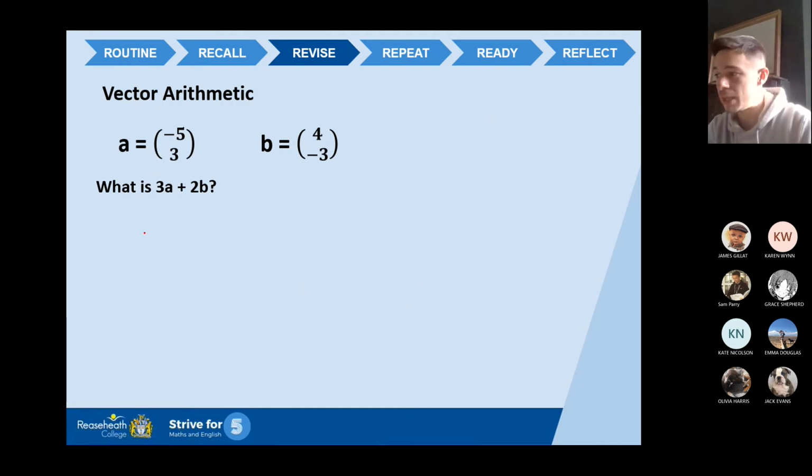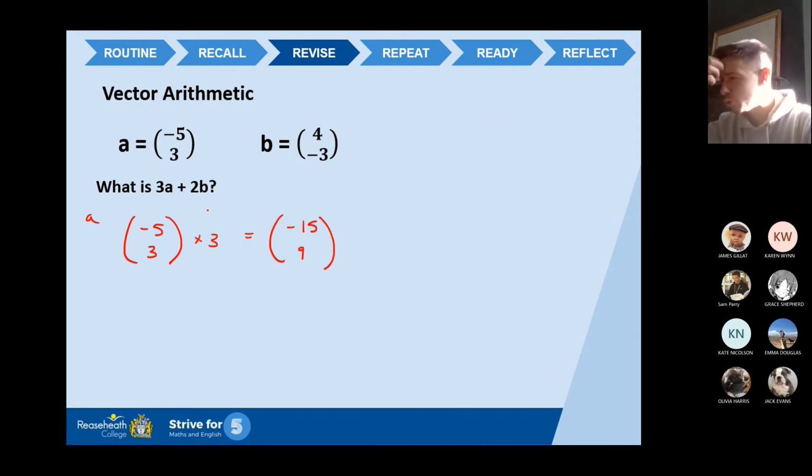3A plus 2B. So let's just put A here, minus 5 and 3. I want 3A, so I need to times this by 3. So that's going to give me minus 15 and then 9. And then two lots of B. So let's just say B's here.